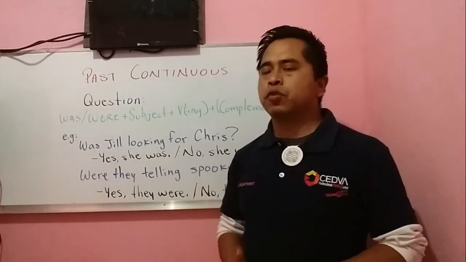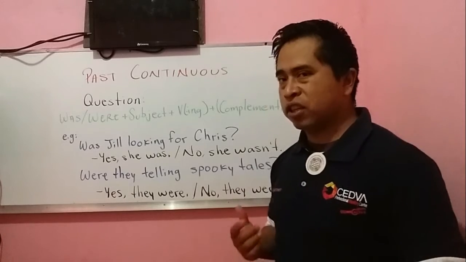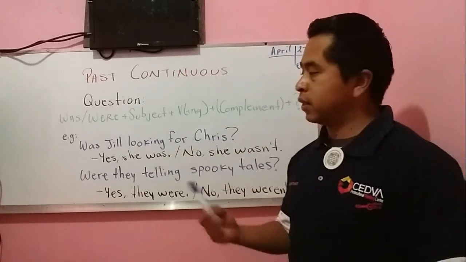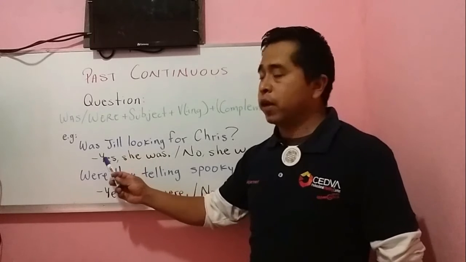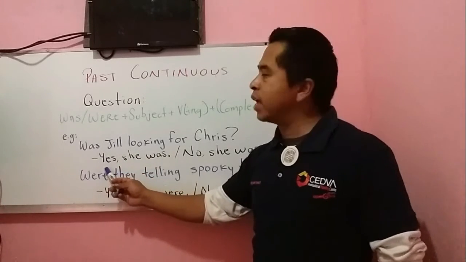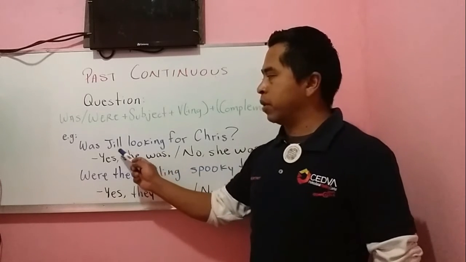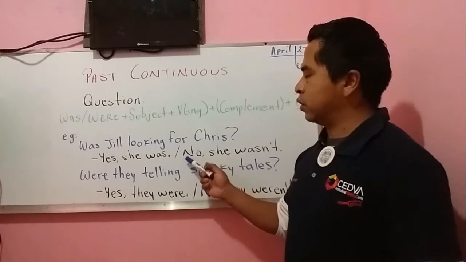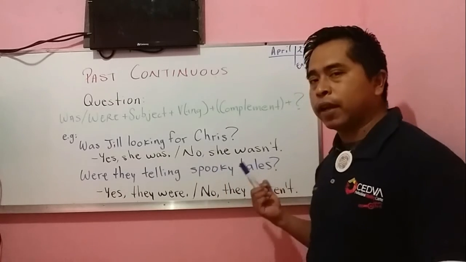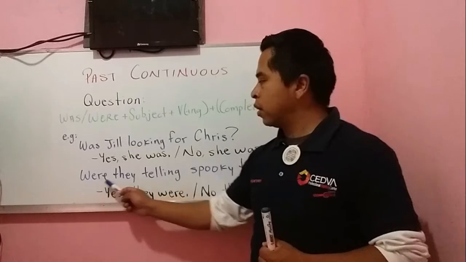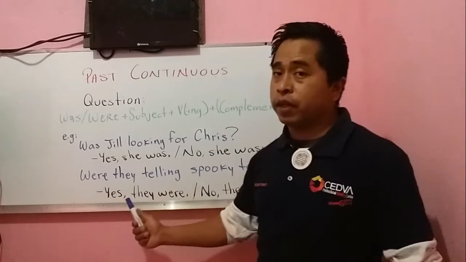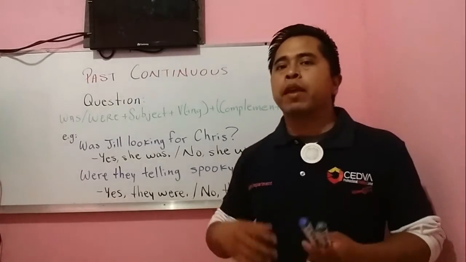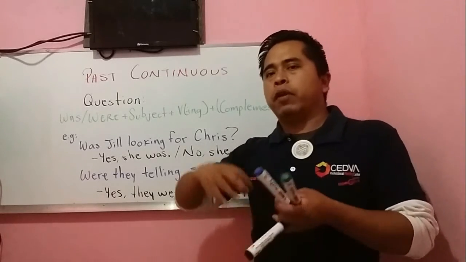Okay. When we have questions, we also have to know how to answer. And as I told you before, we're going to see the way to make it short in short answers, okay? My first example says, was Jill looking for Chris? Well, we have two answers. The first one, that is of course affirmative, and we say, yes, she was. We say she was because remember, we're talking about Jill. The second answer, the negative answer, is no, she wasn't. Okay, this is short. Second question, were they telling spooky tales? Affirmative. Yes, they were. Negative. No, they weren't.